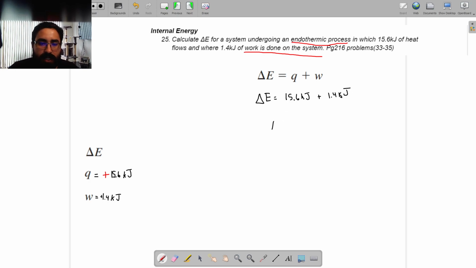Now 15 plus 1 is 16. And the 0.4 plus 0.6 is another 1. So that's 17.0 kilojoules. And there we have it with correct sig figs and everything.